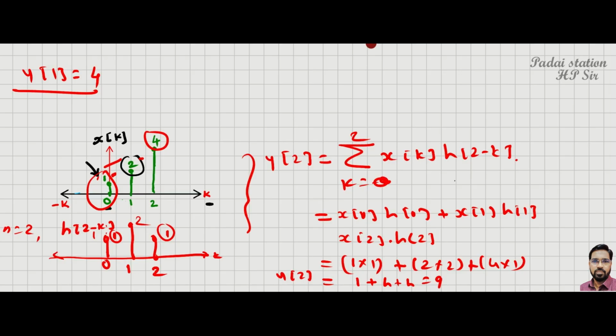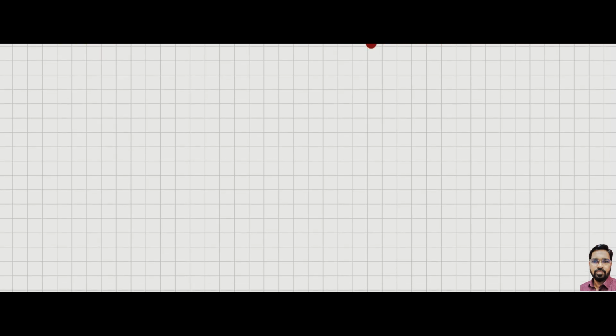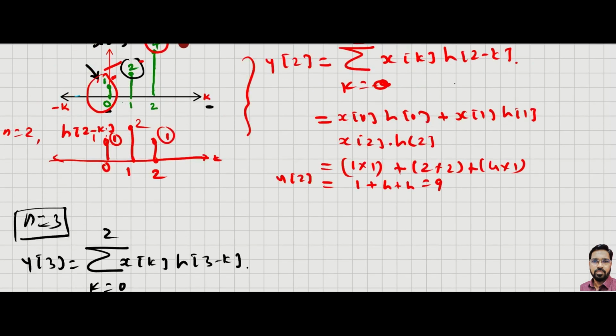We can similarly find the remaining values of y of n. For n equal to 3, we too can find for y of 3. So y of 3 is k equal to 0 to 2. Every time we are taking the same variable for k, it is for x of k and h of 3 minus k. So what will happen? So this sequence will shift by 1 unit to the right side.